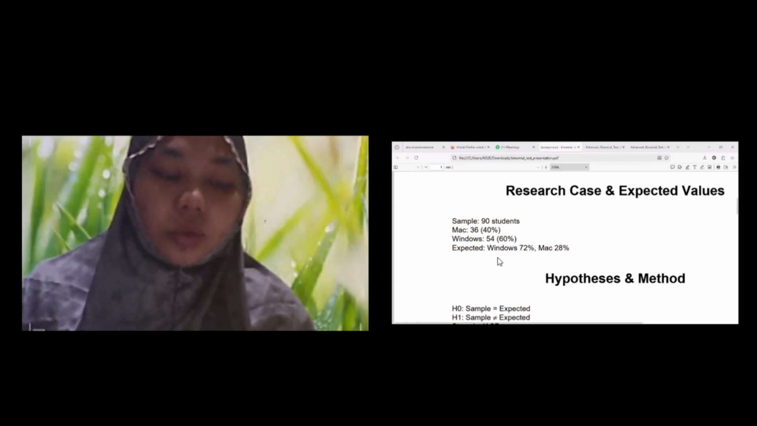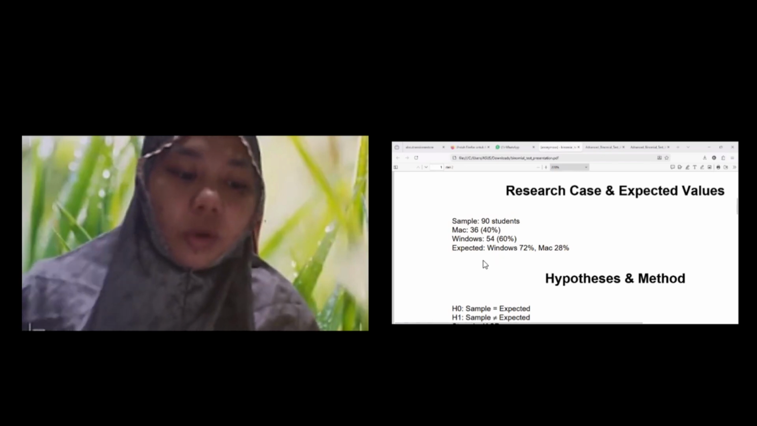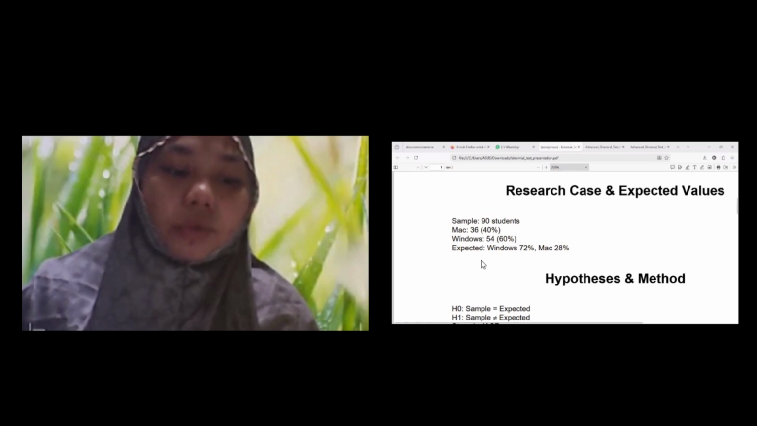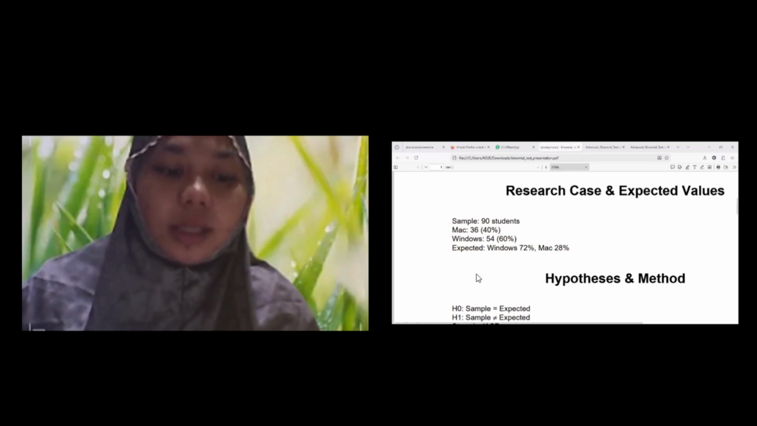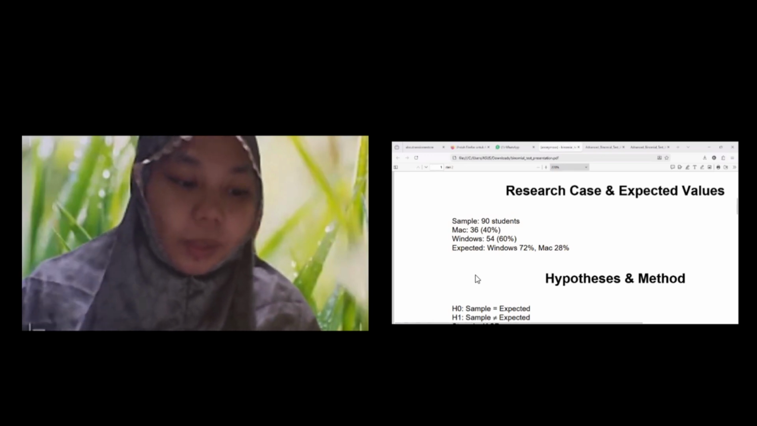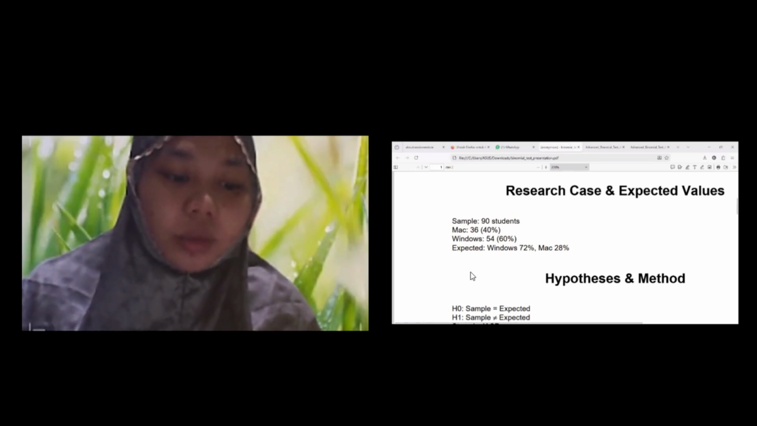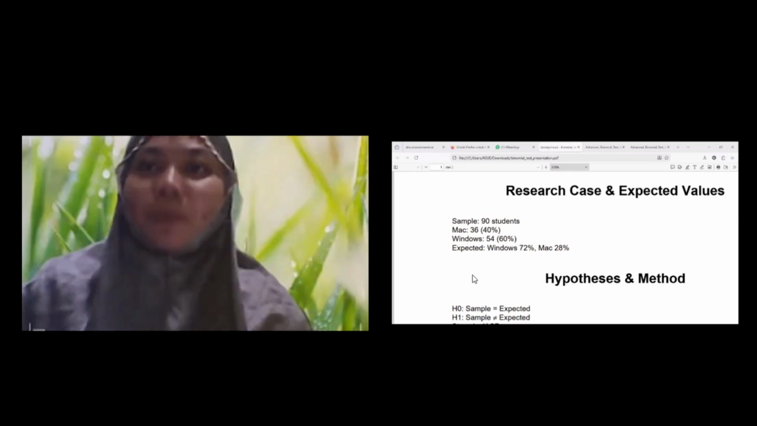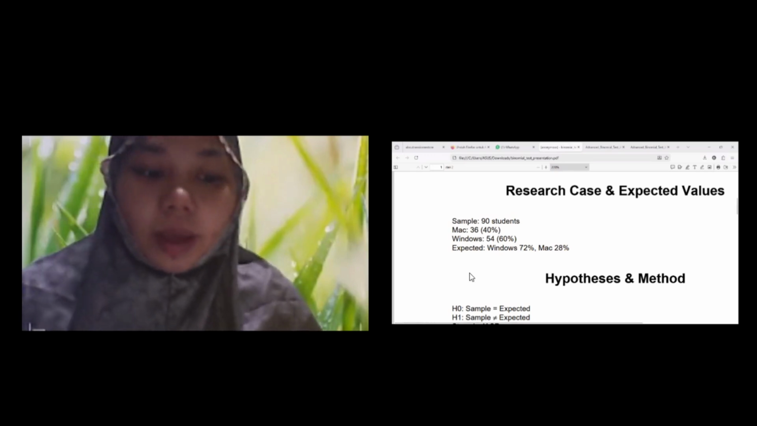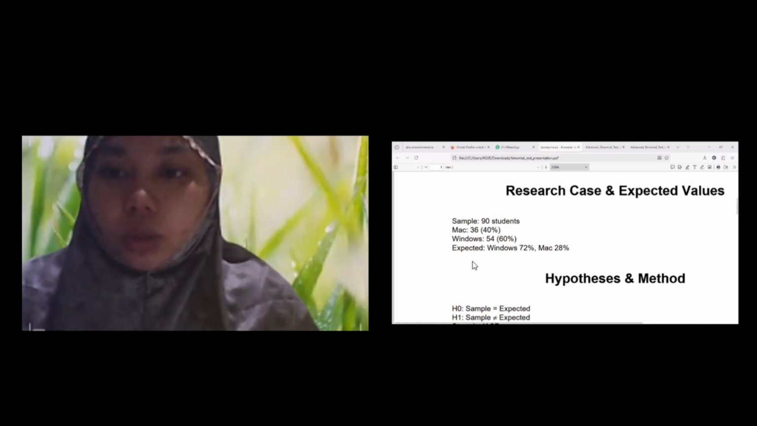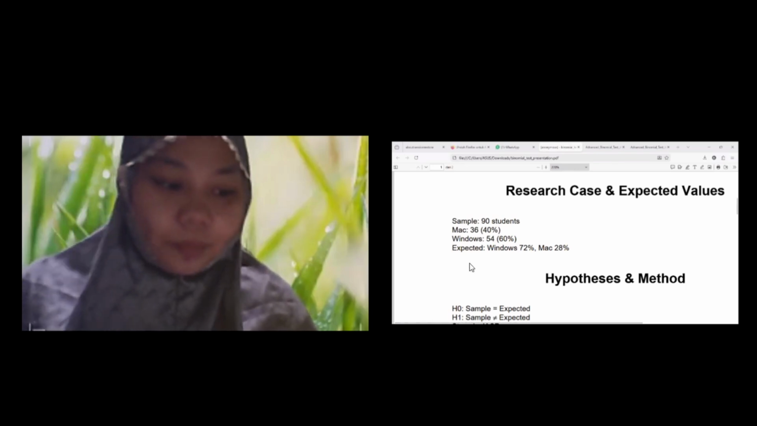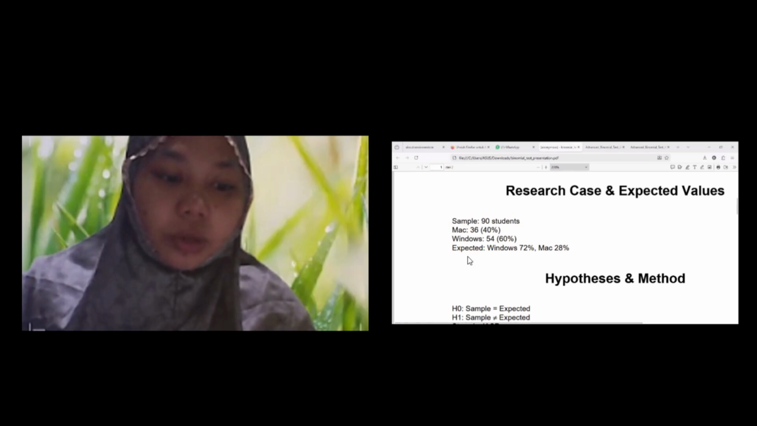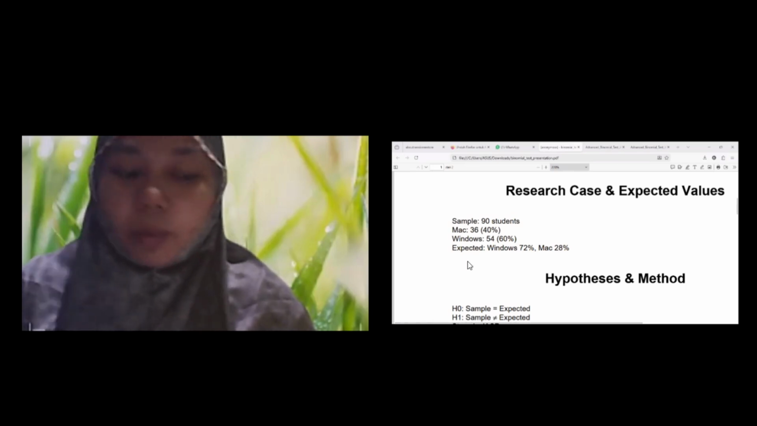From the result, 84% of students use Macs, while 16% use Windows. This is what we call observed data, which means the real data we collect. Then we compare this with expected data from the UK market, where Windows is used by 72% and Macs by 28%. So here we want to see whether students follow the same pattern as the market or not.